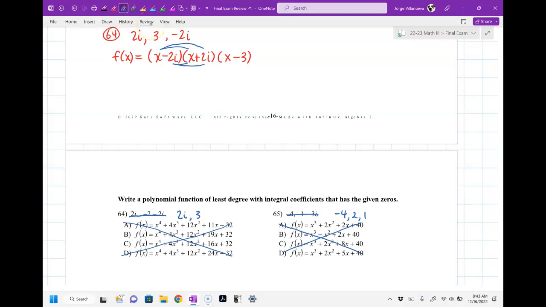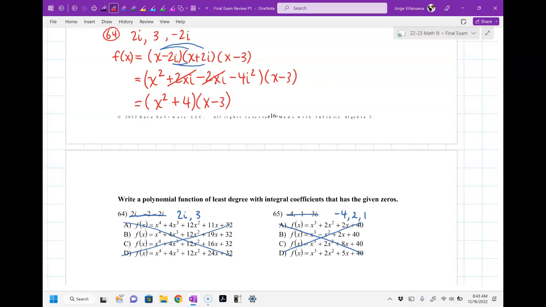Multiplying these right here. X times x is x squared. X times 2i is 2xi. Negative 2i times x is negative 2xi. And negative 2i times 2i is negative 4i squared. And then I have to multiply that by x minus 3 eventually. But notice this middle set is going to cancel. So I have x squared. What does negative 4i squared become? A positive 4, right? Because i squared is negative 1. So that's negative 4 times negative 1, which becomes a positive 4, times an x minus 3.